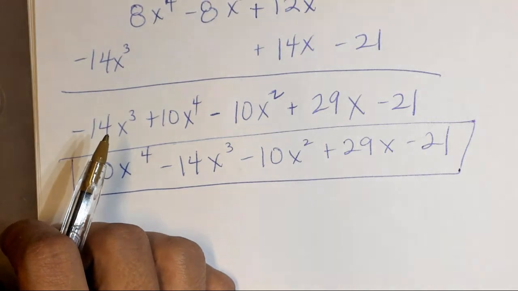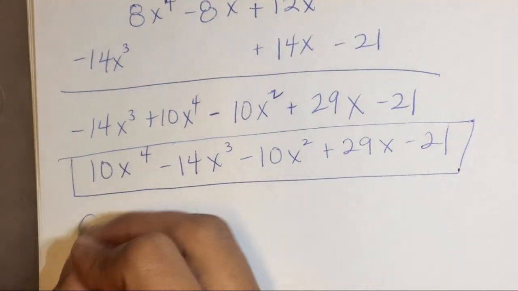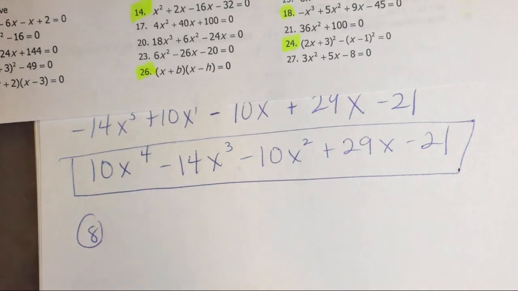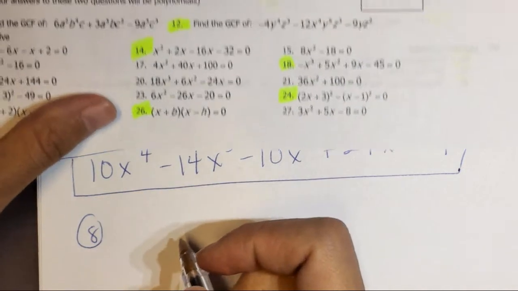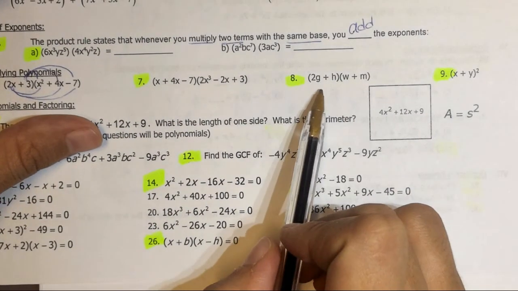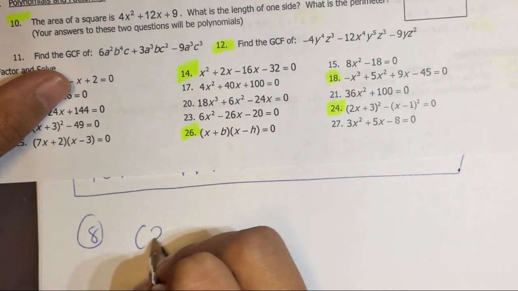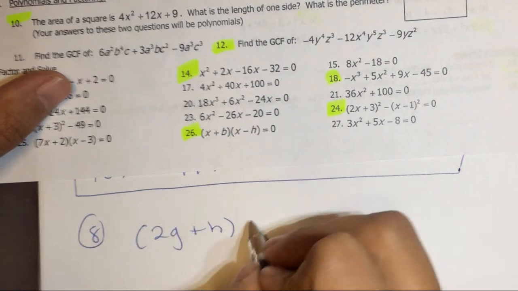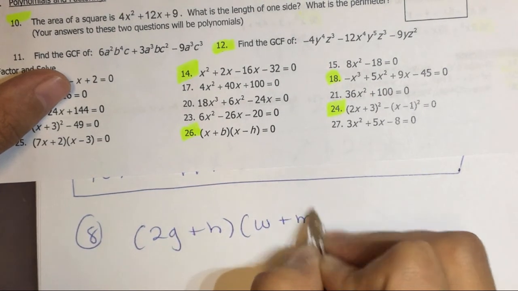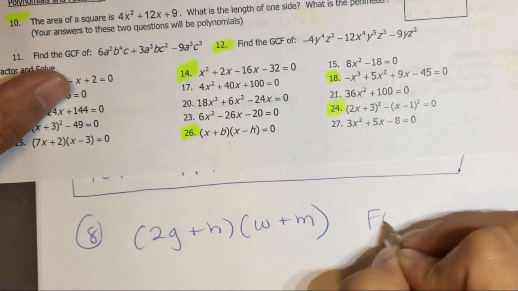Okay. Moving on, so let's do number 8 real quick. Number 8 is pretty simple, but there's a lot of letters, so I do want to go over it. You have 2g plus h times w plus m. So here, what I'm going to do is I'm going to FOIL. Even though there's no numbers, we can still do it. So I'm going to FOIL.